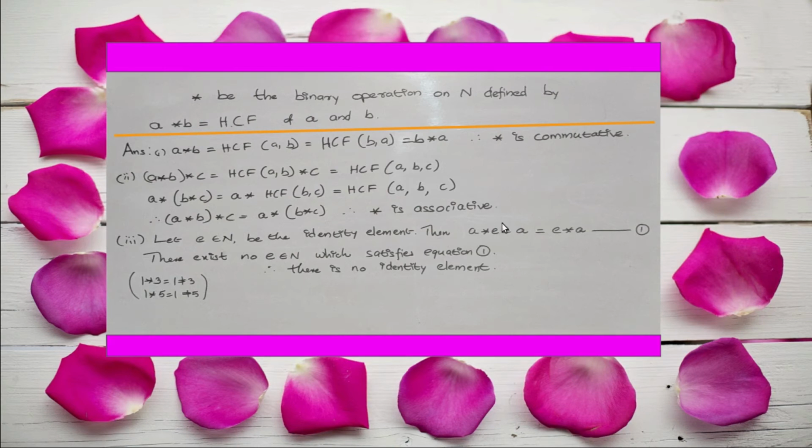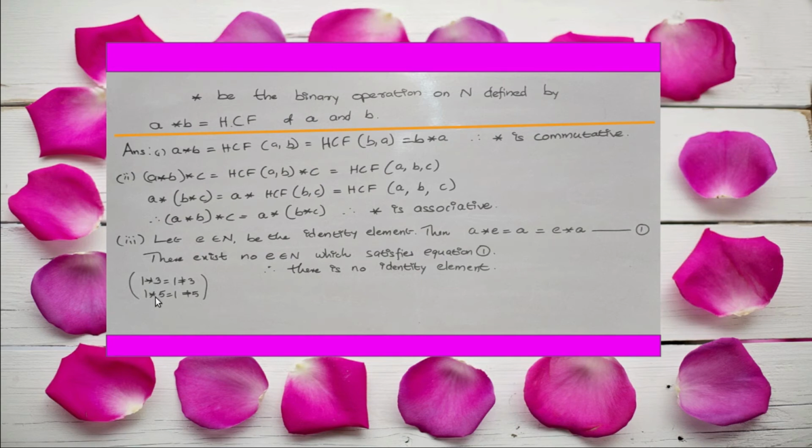Let E belongs to N be the identity element. Then by definition of identity element, A star E equal to A, that is equal to E star A. We have to find an element E which satisfies this condition. There does not exist E belongs to N which satisfies this condition. Therefore, there is no identity element.